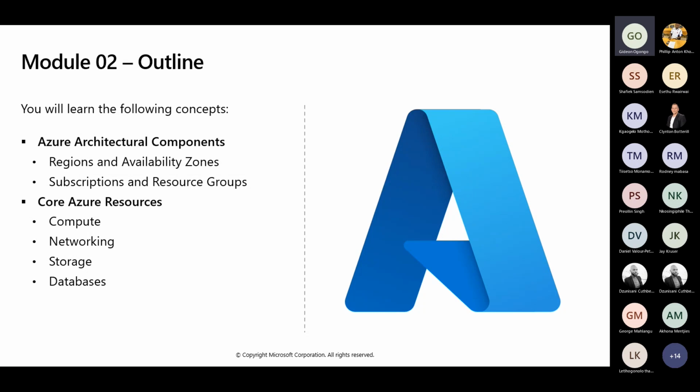The expected outcome is that, at the end of module 2, you know what an Azure region is, and you know what an availability zone is in a region. You also know what a subscription is, and obviously you know how to sign up to get a subscription. Resource groups are very important. You would also understand how to use resource groups to organize your resources.